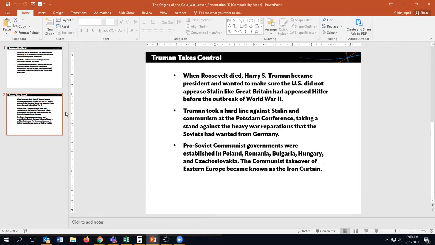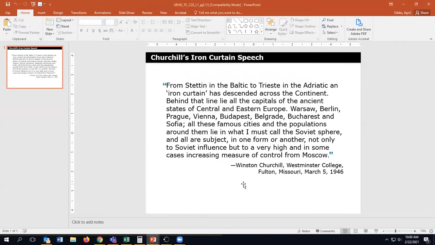Pro-Soviet communist governments were established in Poland, Romania, Bulgaria, Hungary, and Czechoslovakia. The communist takeover of Eastern Europe became known as the Iron Curtain. So this is what Churchill had to say about the Iron Curtain. Churchill was the Prime Minister of England, so kind of like the president.